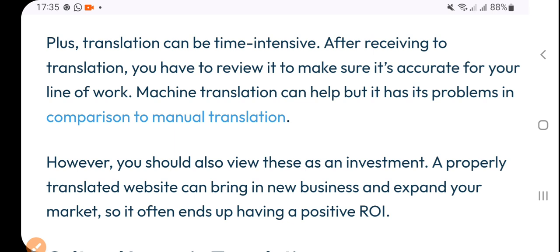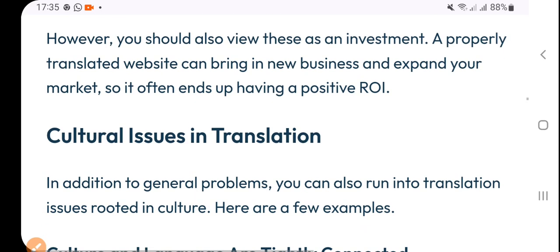But it's a difficult process actually. However, you should also view these as an investment. A properly translated website can bring in new business and expand your market. So it often ends up having a positive ROI, right? So ultimately, if the matter is translated very well, it expands your business.